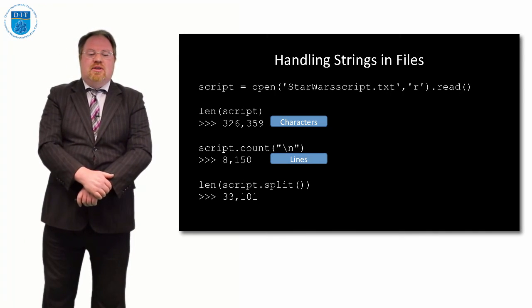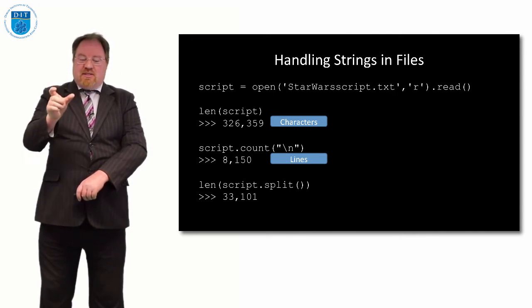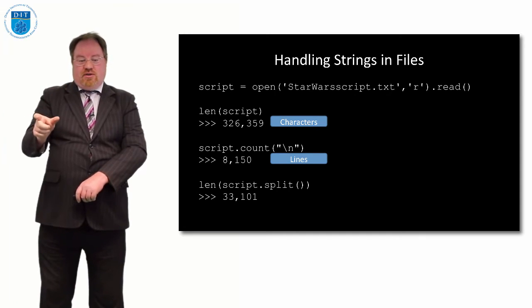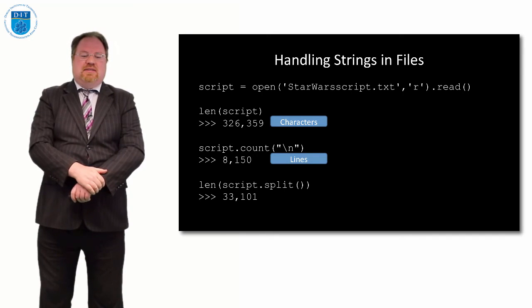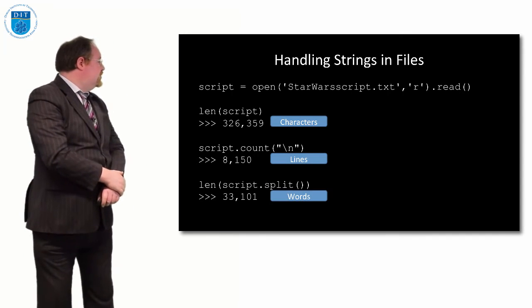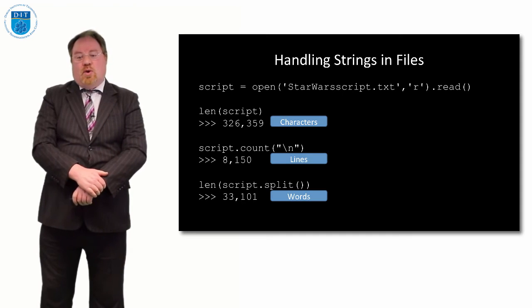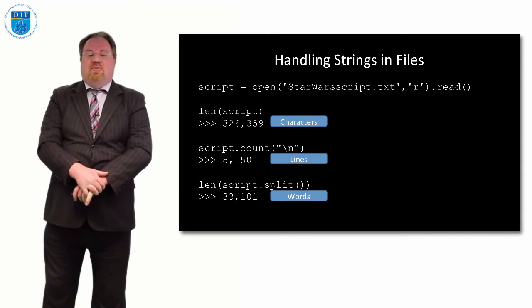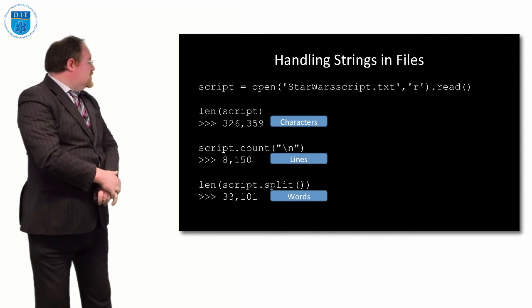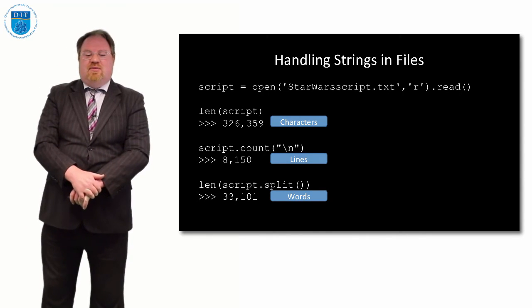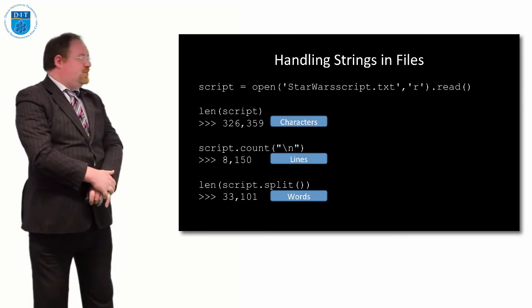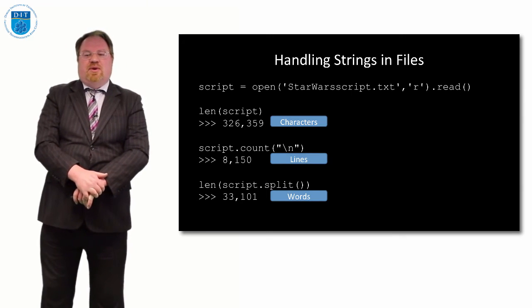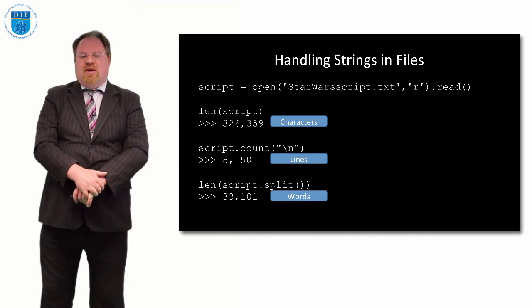And then if I split the script into each word, and then tell me the number of words, I find out that there are 33,101 words in the script. So length of the file gives me the number of characters, script.count \n gives me the number of lines, and the length of script.split gives me the number of words. So that's a really quick way of getting some stats on a file.